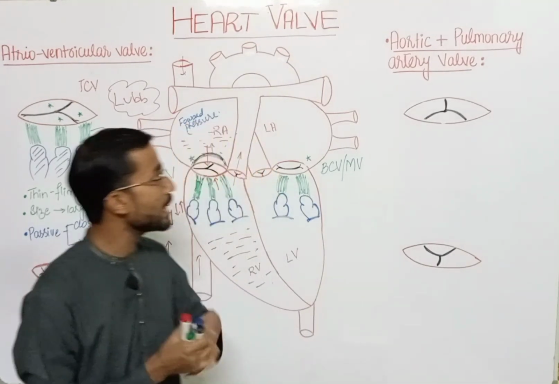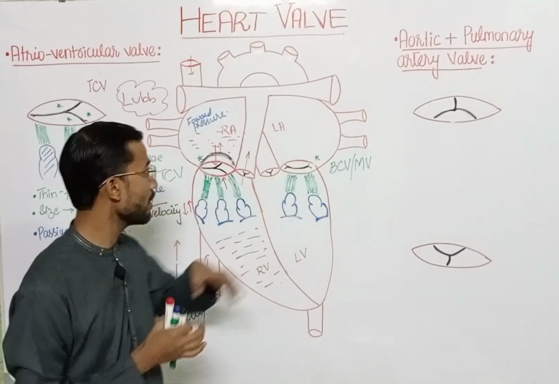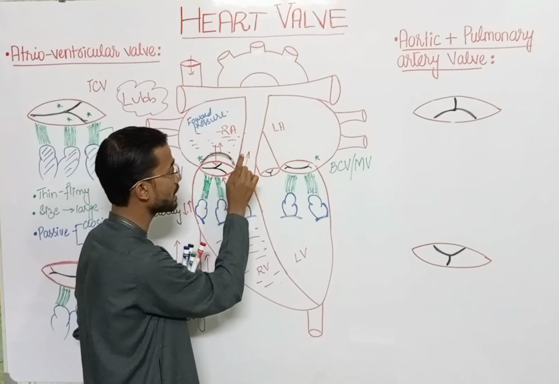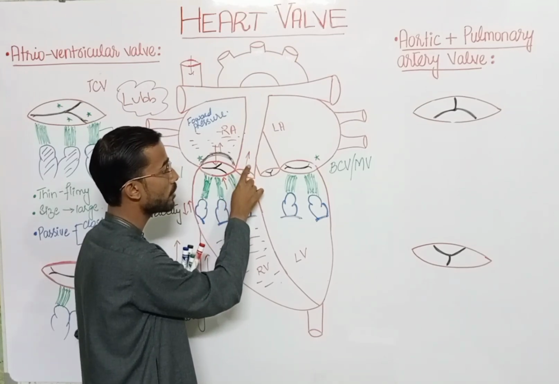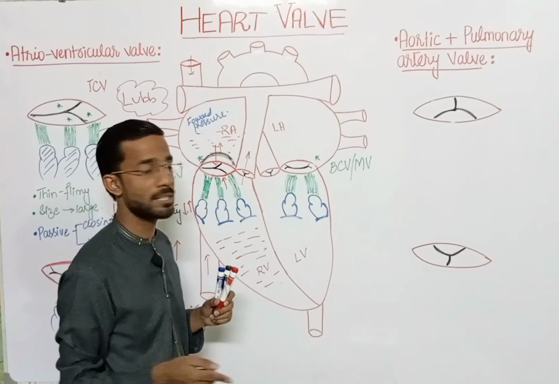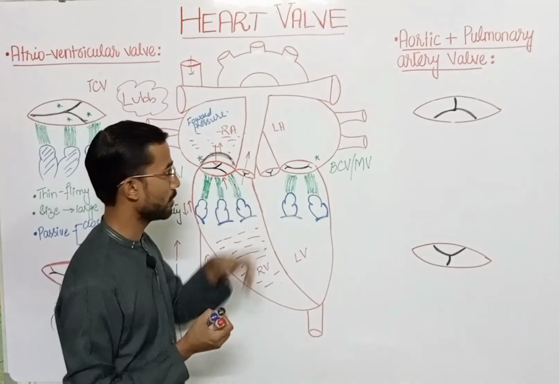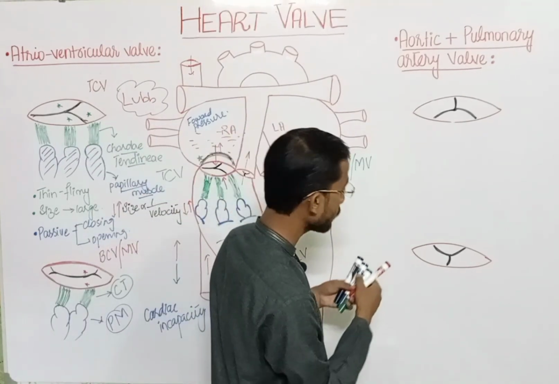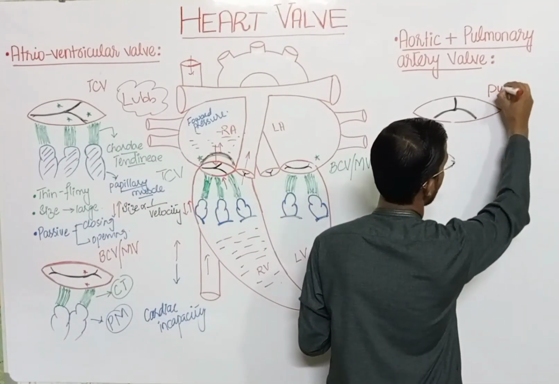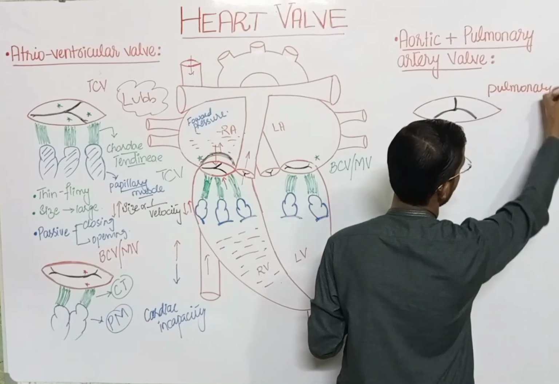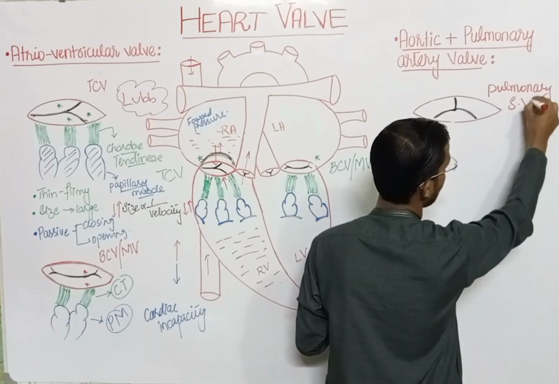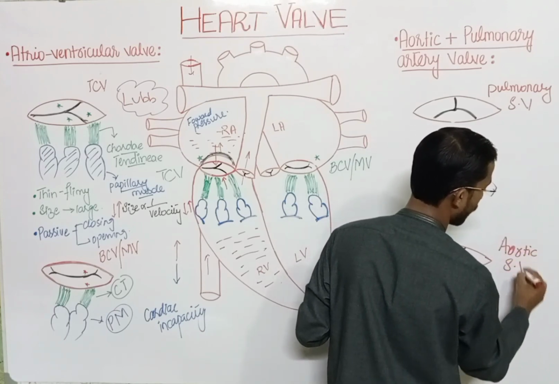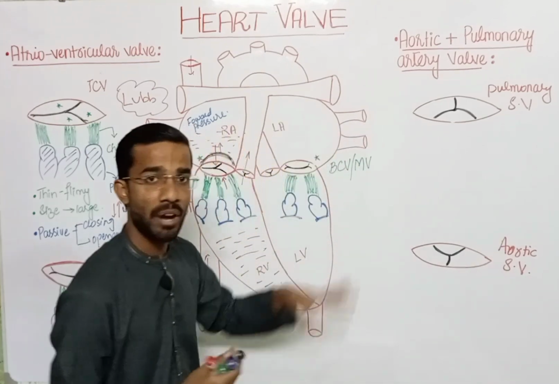Next, we will discuss the pulmonary and the aortic valve. The pulmonary semilunar valve is present at the starting of the pulmonary trunk, and the aortic semilunar valve is present at the start of the aortic trunk. So this is the situation. This is the pulmonary semilunar valve, and this is the aortic semilunar valve. Now, they function similarly.